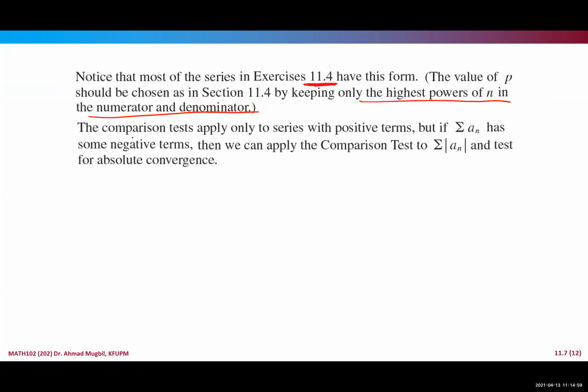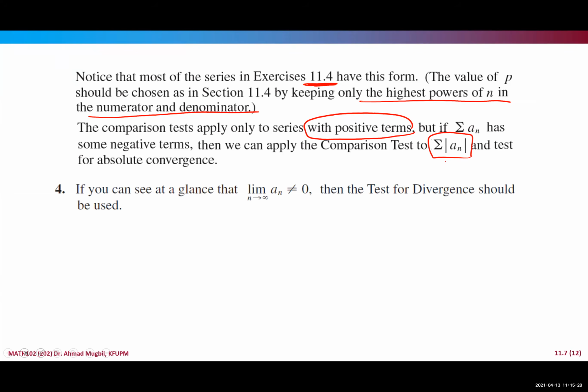So be careful also, Shabab. The comparison tests apply only to series with positive terms. Don't use them if the terms are not positive. But of course, if it has some negative terms, you can work on the absolute convergence. You will be lucky if you find that it is convergent, then the original one will be absolutely convergent. Now, if it is divergent, the original one might diverge, might converge. You need to check.